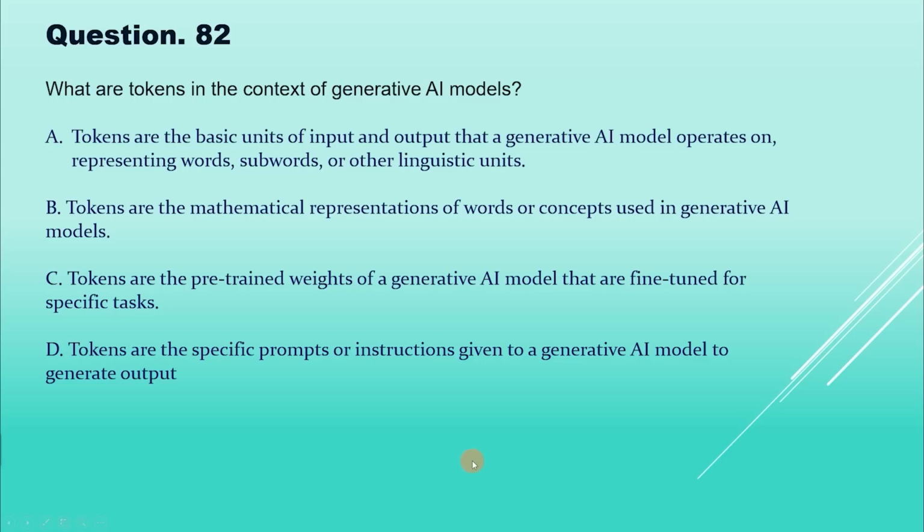And the correct answer here will be option A. Tokens are basic units of input and output that a generative AI model operates on, representing word, subword or other linguistic unit. Because in the context of generative AI models, tokens are the smallest unit of text that the model processes. A token could represent an entire word, a subword or even a single character depending on how the model is tokenized. Tokens are the basic building blocks for both input and output in natural language processing tasks such as text generation or translation. So option A is correct here.